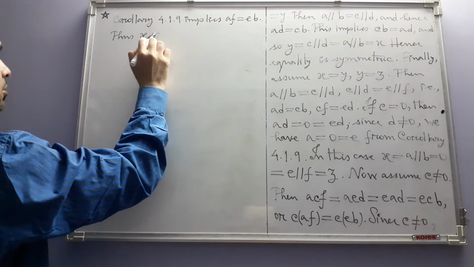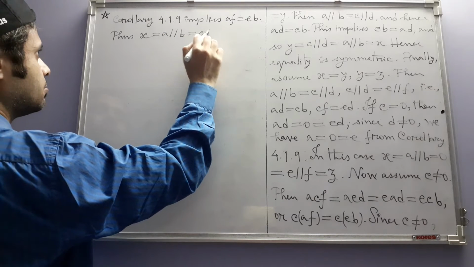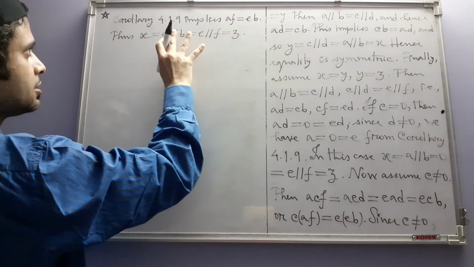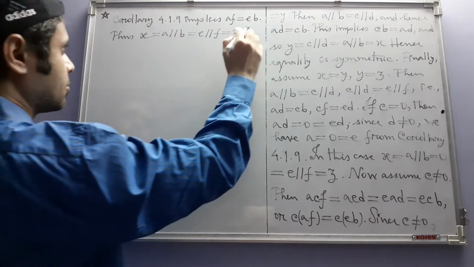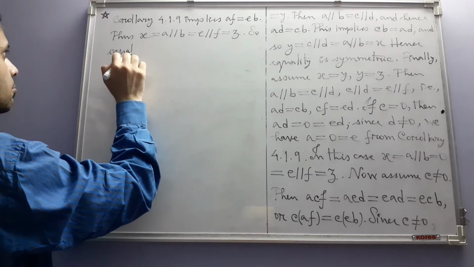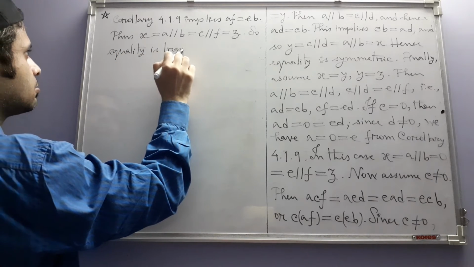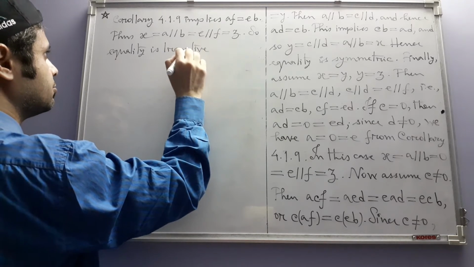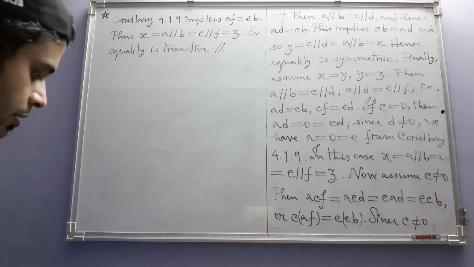Thus x, which is a by b, is equal to e by f, which is z. And for this equality we need af equal to eb, so that's what we have. So equality is transitive, and this completes the solution.